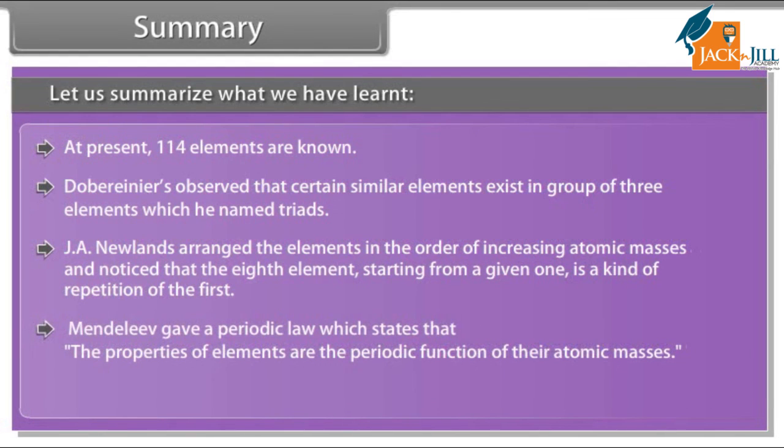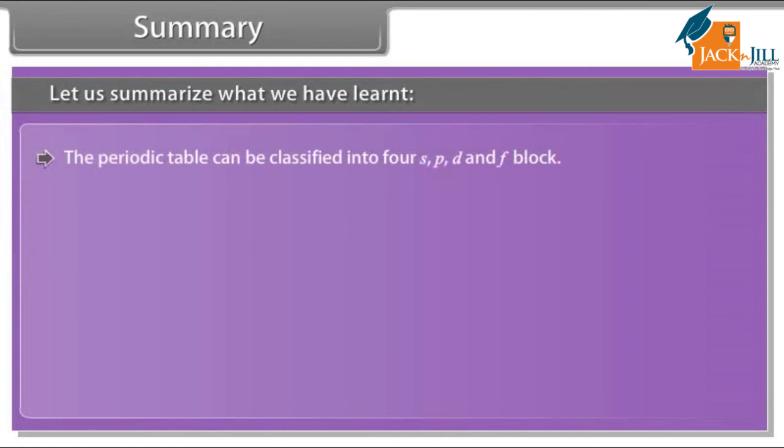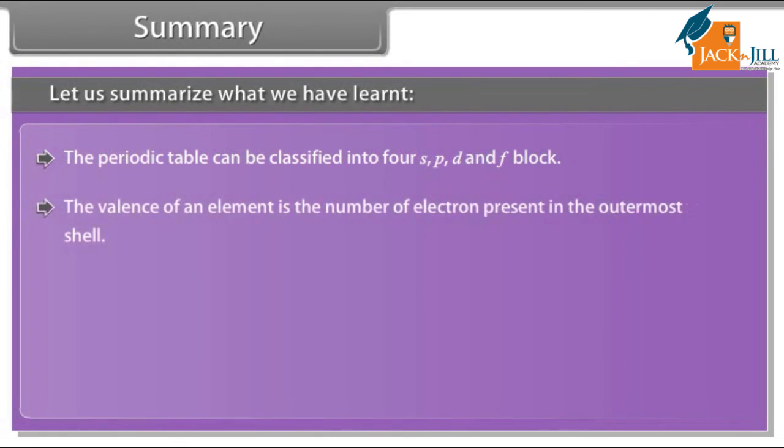Mendeleev gave a periodic law which states that the properties of elements are a periodic function of their atomic masses. The present form of the periodic table is the long form. The periodic table can be classified into 4 blocks, that is s, p, d and f block. The valency of an element is the number of electrons present in the outermost shell.